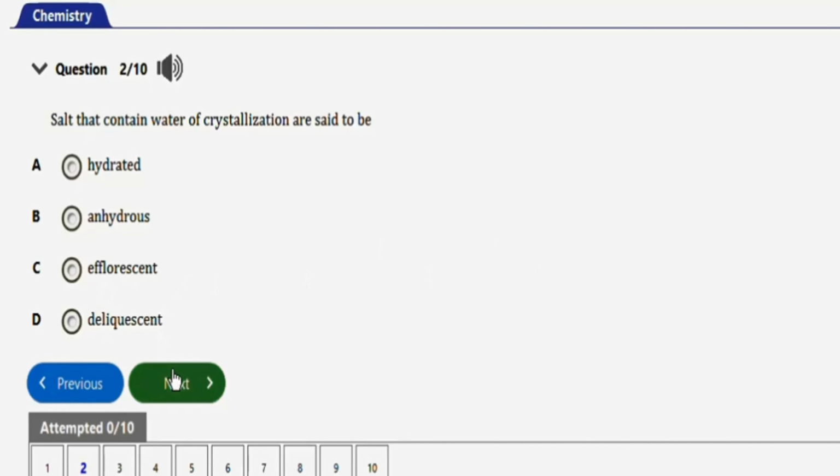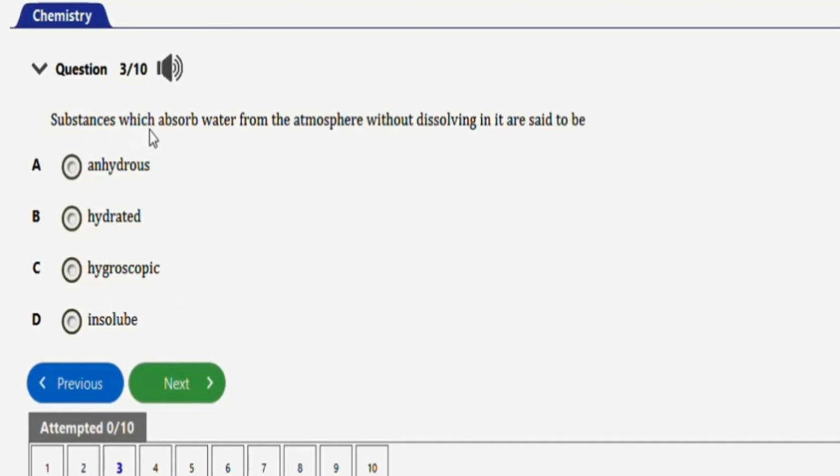The next simple question says substances which absorb water from the atmosphere without dissolving in it are said to be. The right option would be hygroscopic, option C. So hygroscopic compounds absorb water from the atmosphere but don't dissolve in it or form a solution. That's it.